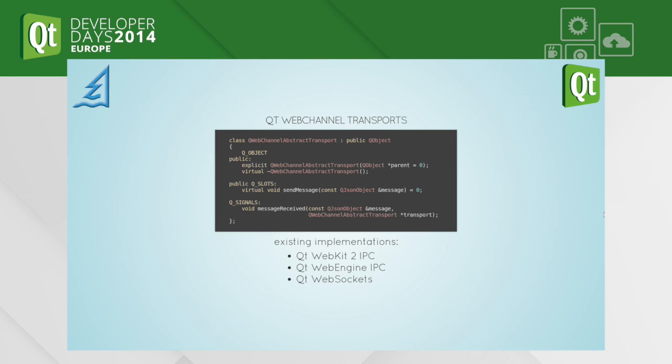Similar for QtWeb Engine. Again, there is an existing IPC channel. We just use that. For everything else, we picked WebSockets. But if you have your own idea, maybe a raw socket or anything else with which you can communicate with some other side, you could just implement this transport mechanism and then make it run however you want to. So that's the gist of it. Did that answer your question?